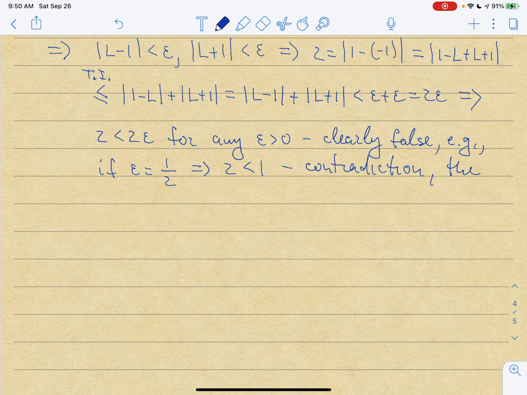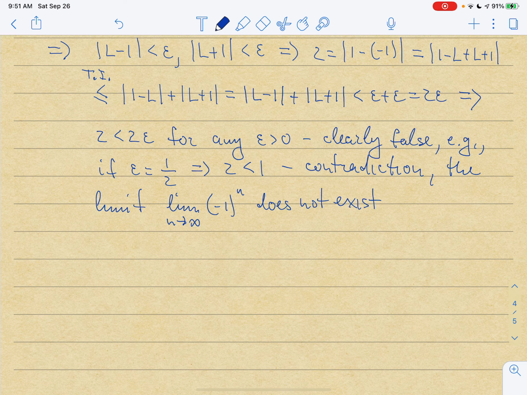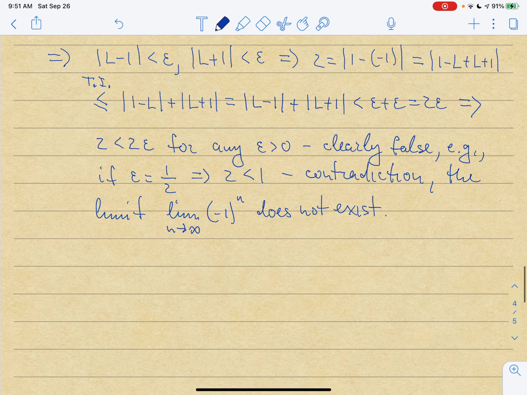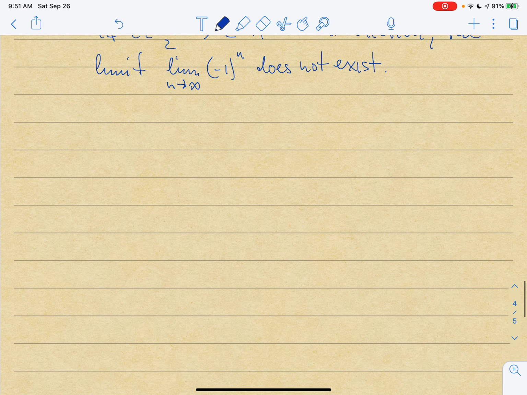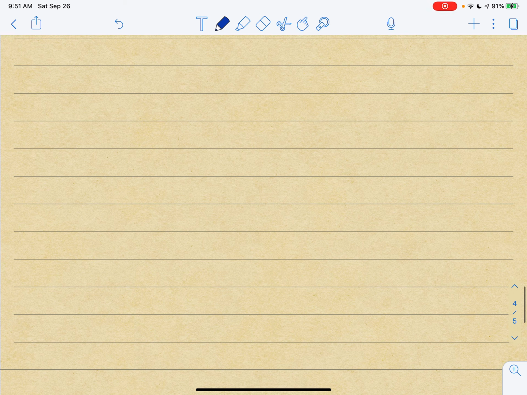So the limit as n goes to infinity of (-1)^n does not exist. All right. So the next example is going to be example 5 from the book. That would be one of the two important examples to review.